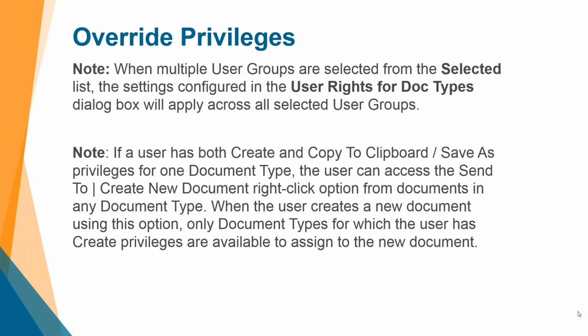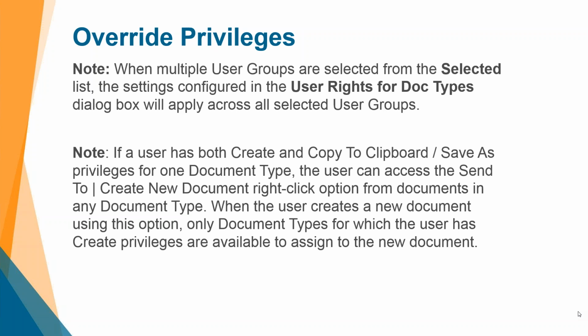When the user creates a new document using this option, only document types for which the user has create privileges are available to assign to the new document. So it's a double-edged sword. If you don't want your users to be able to right-click and send a new document, you have to make sure that they don't have that copy to clipboard save as privilege along with create.